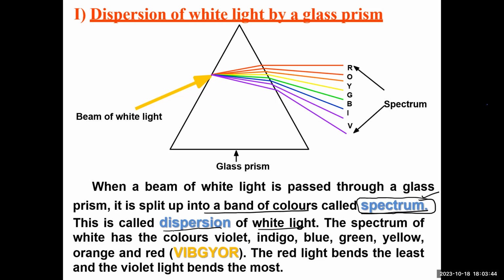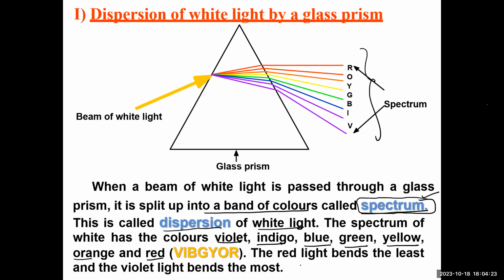Then the spectrum of white light has colors like violet. V means violet, I means indigo, B means blue, G is green, then yellow, orange, and last comes red. Since all the colors have come over here, this band of colors we call a spectrum. This band of colors we call Vibgyor, from bottom to top. Because white light has been split into different colors, it is called Vibgyor.